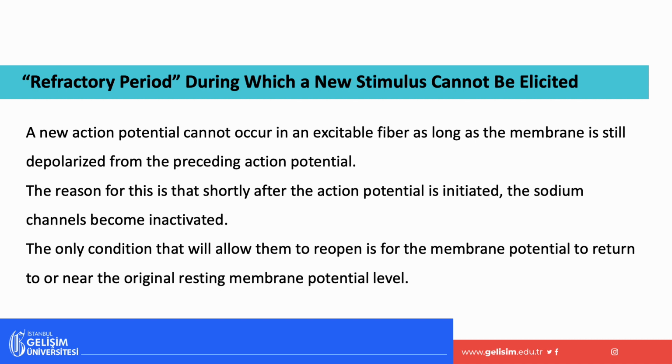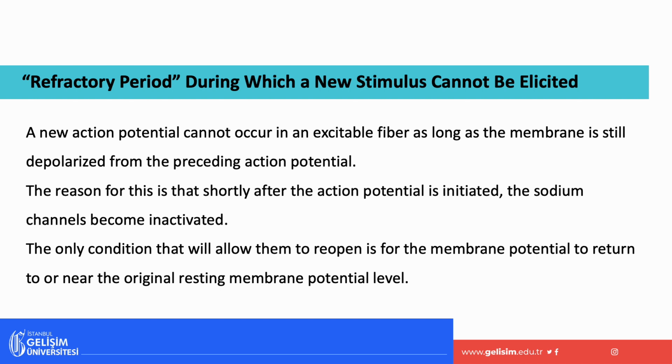This ensures that the action potentials do not overlap or merge with one another, which could compromise the reliability of the nerve signal. So the other type, the relative refractory period, follows the absolute refractory period and lasts for several milliseconds. During this period, the neuron is able to generate another action potential, but only if the stimulus is stronger than normal. This is because the voltage-gated potassium channels are still open, which makes it more difficult for the neuron to depolarize and generate another action potential.